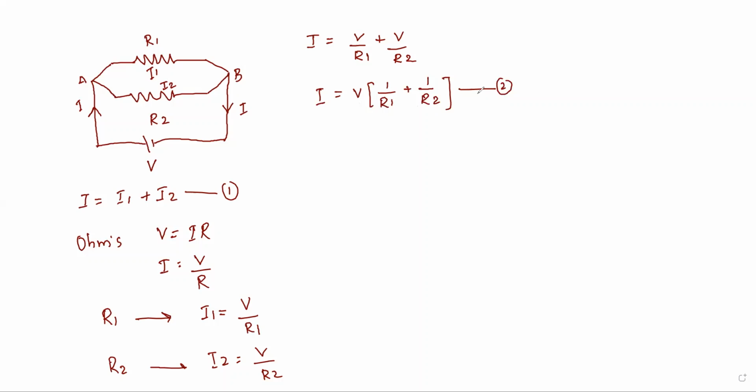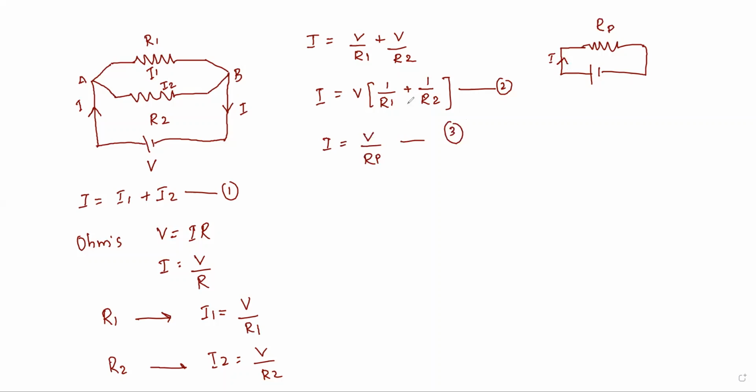Now what I will do, I will replace these two resistors, that is R1 and R2, with a single equivalent resistor RP. So then the current for this RP will be I is equal to V by RP. The current is the same, it is I, V by RP. Let me call this equation 3.